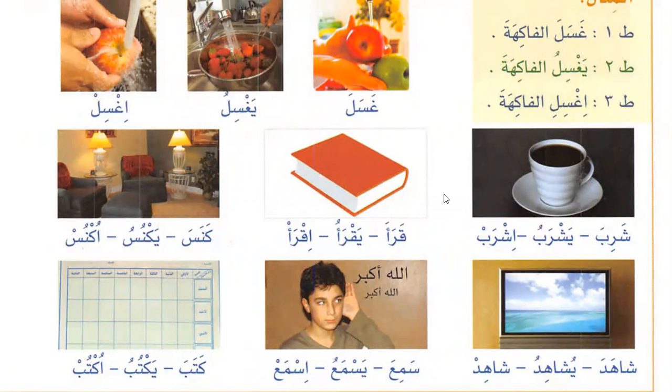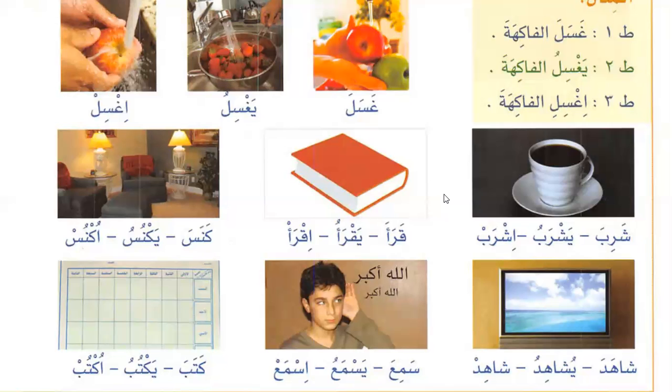شاهد التلفاز. شاهدت التلفاز. He watched the television. يشاهد التلفاز. He is watching the television. شاهد التلفاز. Watch the television. سمع الأذان. He listened to the adhan, or he heard the adhan. Yasma'ul adhan. He is listening to the adhan. Isma'il adhan. Listen, hear the adhan.